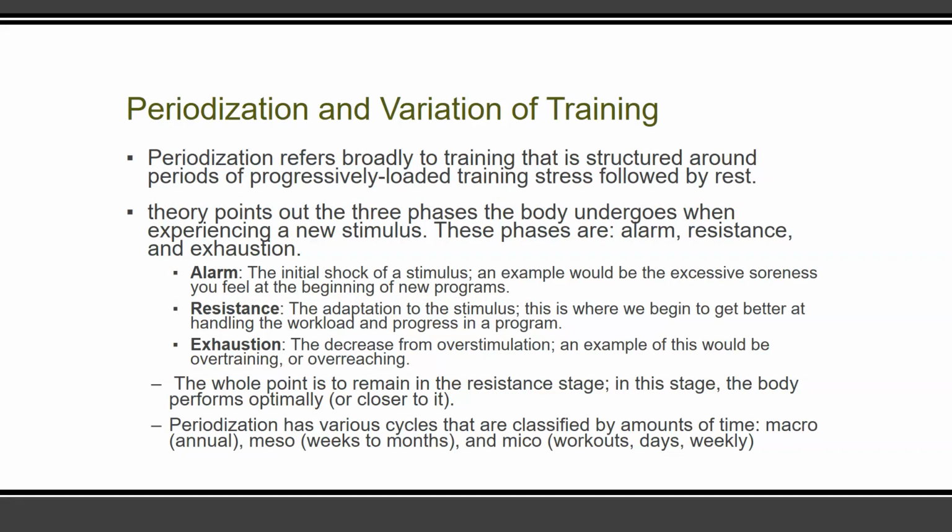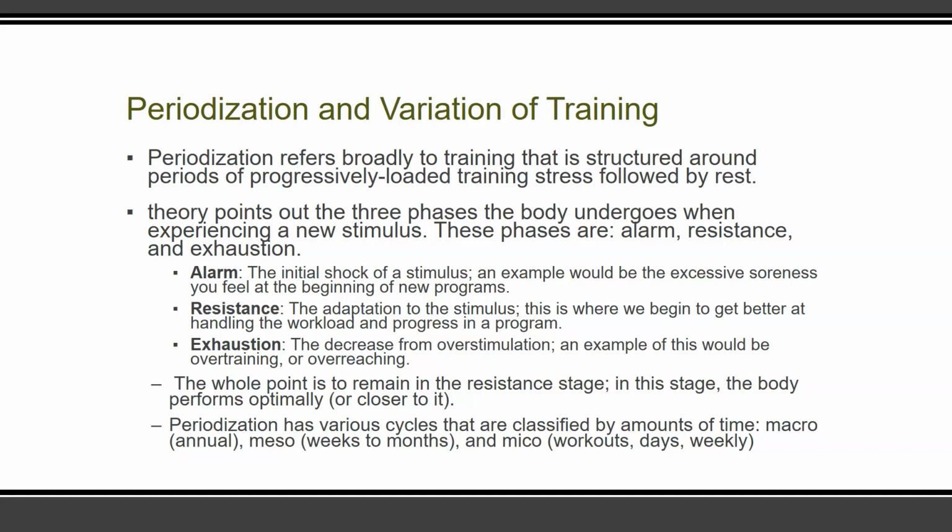Periodization. Periodization refers broadly to training that is structured around periods of progressively loaded training stress followed by rest. So this is where we're stressing the body, but we're giving it recovery time so that the patient's body can function at an optimum level in order to do the exercise.